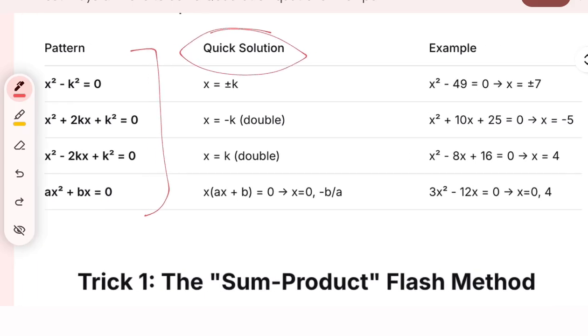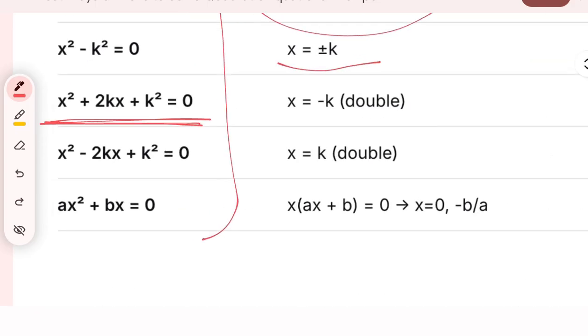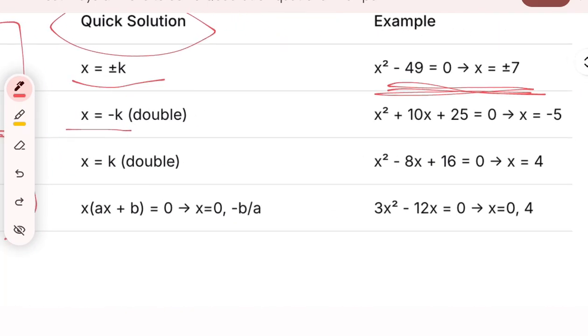So if the pattern is like that, then the solution for x is plus and minus k. An example is this kind of equation. If you could identify a pattern like this one, then the solution would be x equal to the negative k. It's a double root. An example for that is this equation, where your answer would be x equal to negative 5, double root.